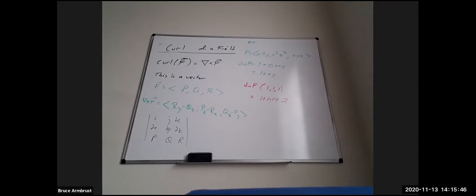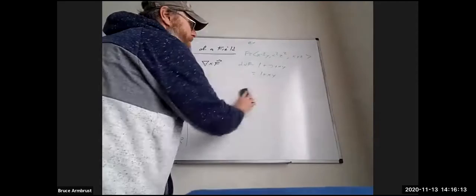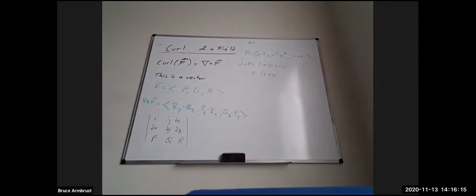All right, now finding curl is much more complicated, for sure, right? However, it's still very doable. So let's find the curl of this guy up here. So we found its divergence was 1 plus xy. But let's see what its curl is.